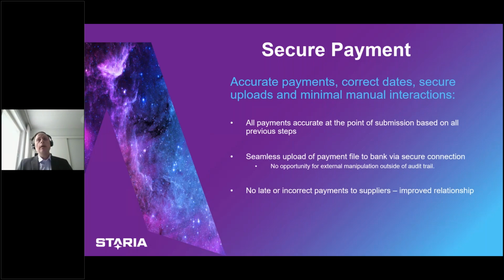That of course will lead to a point where there are no late or incorrect payments to suppliers, which will improve the relationships to your counterparties. So that's what the secure payment is all about. But those were basically the four main elements and how to do automation at each step.